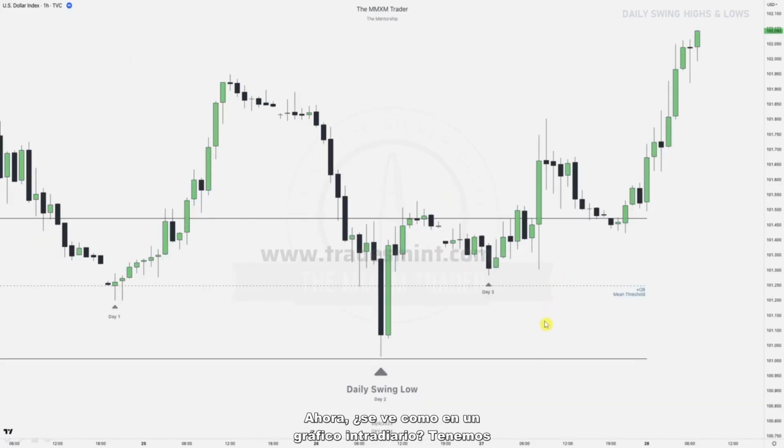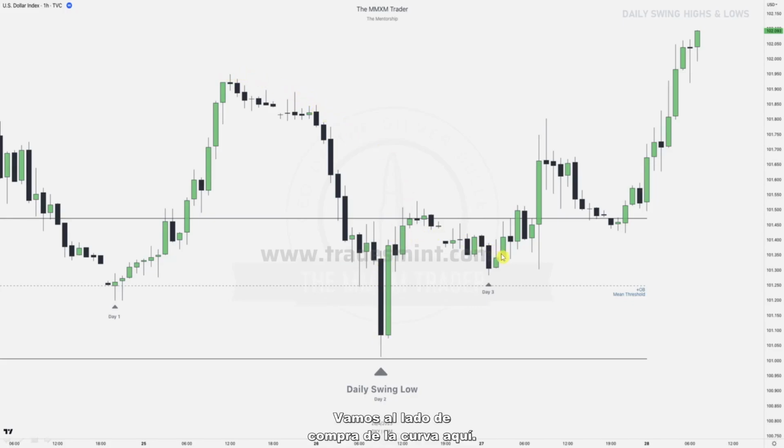Now how does that look on an intraday chart? We've got this 1 hour chart over here from the Dollar Index. Again, day number 1, day number 2, and day number 3. We want to see that swing low form at a key level on the daily chart, and then we're going to focus on day number 4. So where does the opportunity lie? We want to look for low resistance liquidity. So over here, we've got pretty much a lot of low resistance liquidity, all these failure swings up here.